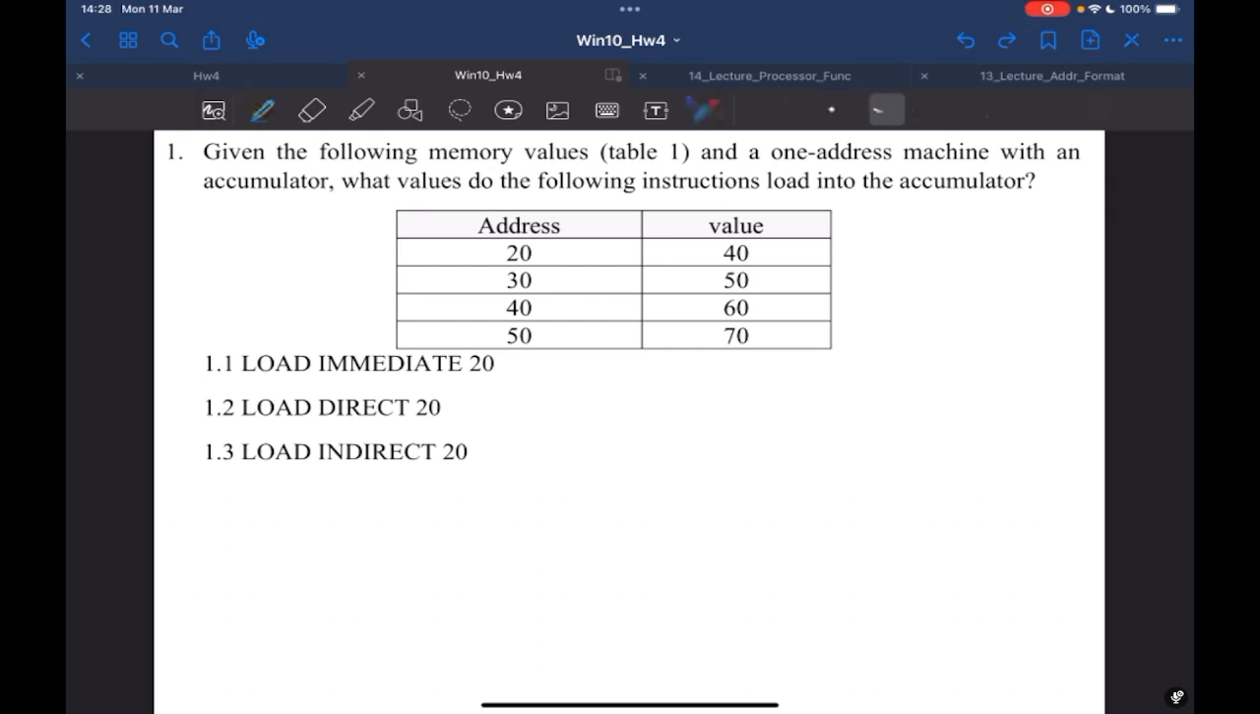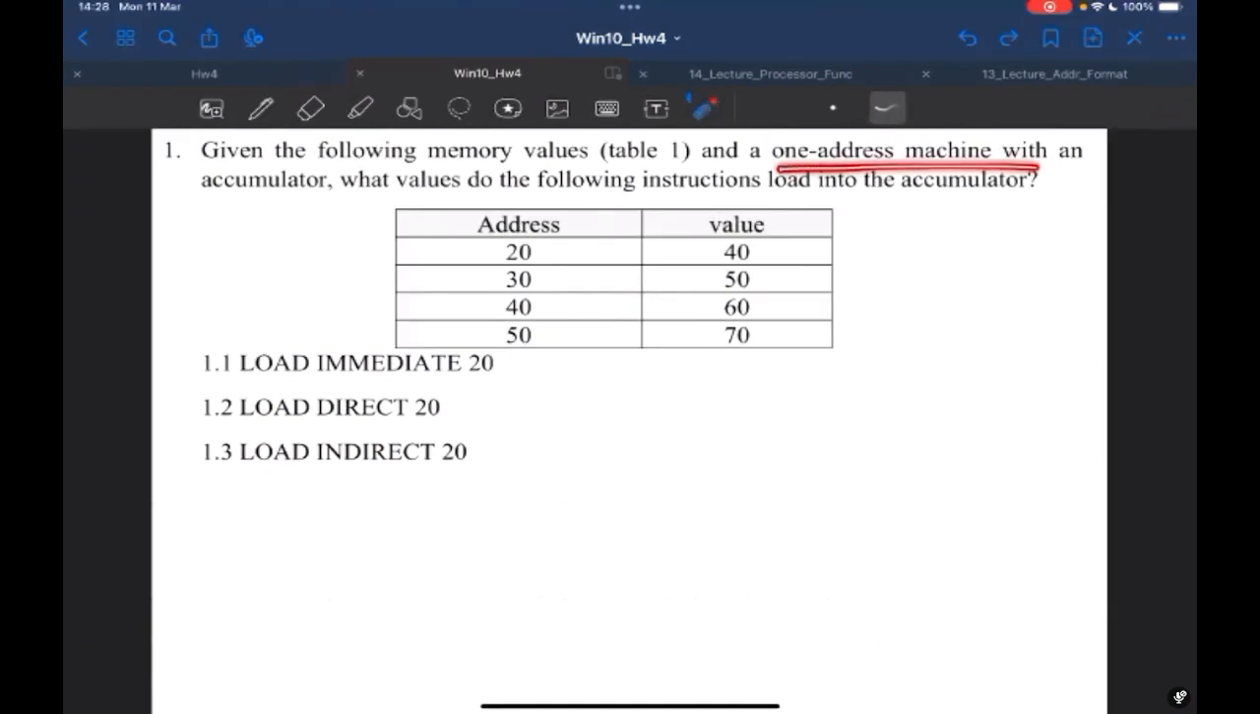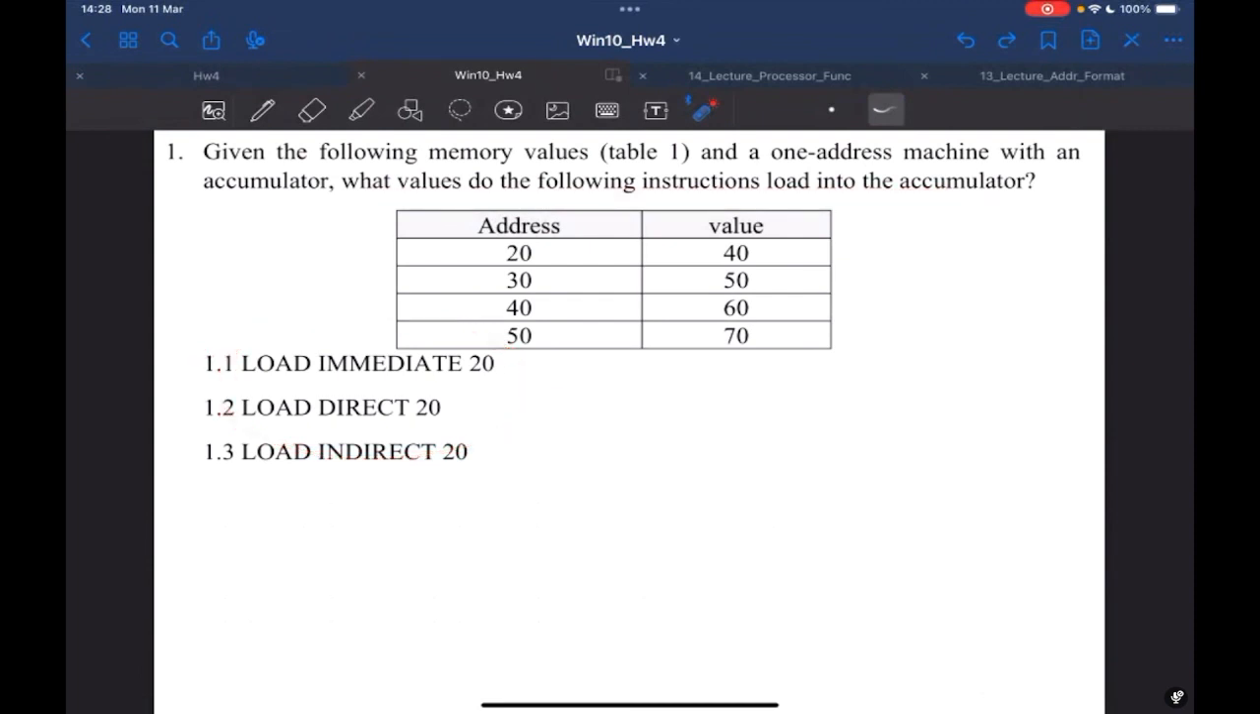So first, the question asks: a one address machine with an accumulator, what values does it have when these instructions are executed? What happens with a load immediate, a direct, and an indirect? When it has load immediate, we speak of immediate, it only calls the data itself, and so in the AC accumulator it would have 20 inside of it.